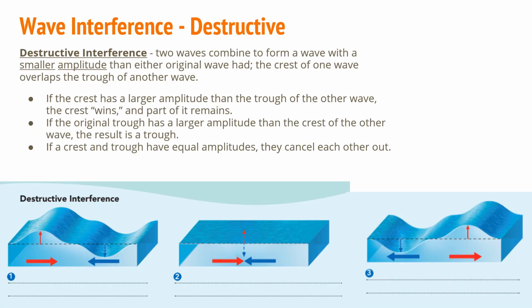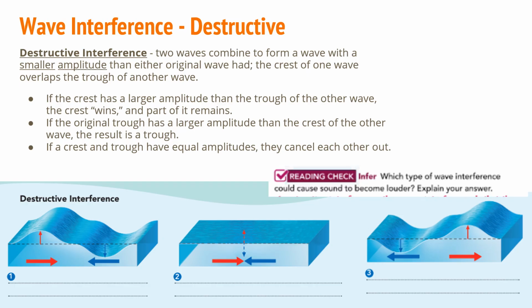Then destructive. So destructive interference is two waves combining to form a wave with a smaller amplitude than either original wave had. The crest of one wave overlaps the trough of another wave. If the crest has a larger amplitude than the trough of the other wave, the crest wins and part of it remains. If the original trough has a larger amplitude than the crest of the other wave, the result is a trough. If a crest and a trough have equal amplitudes, they cancel each other out.